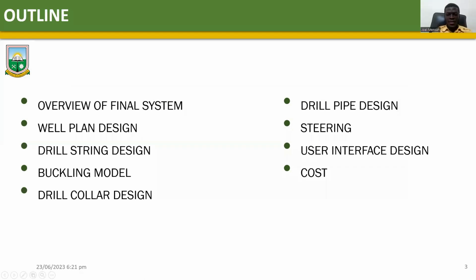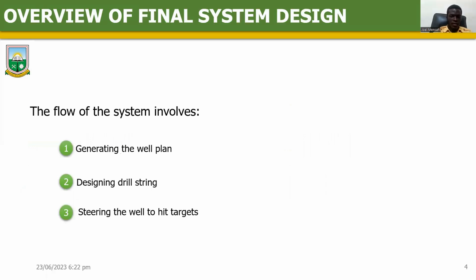So this is going to be the outline of the presentation. We are going to look at the overview of the final system design, and in doing that, we are going to look at the work plan design, the drawstring, the steering system, the user interface, and finally, we are going to discuss the total cost that was incurred during the project. So the flow of the system involves first generating the work plan, and secondly, designing the drawstring, and thirdly, steering the wall to hit the target.